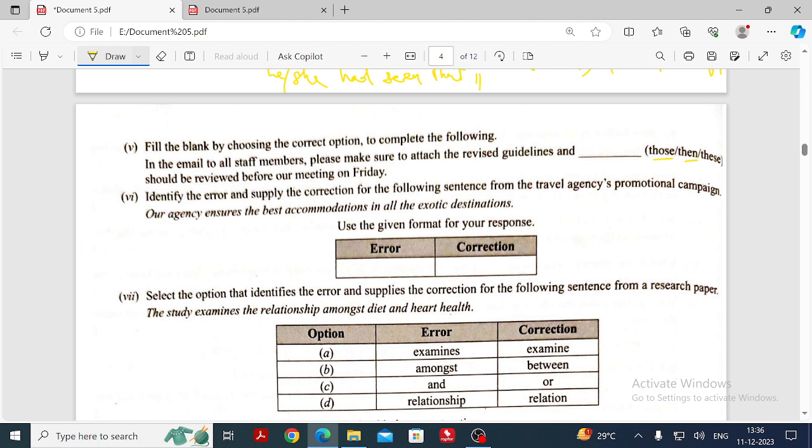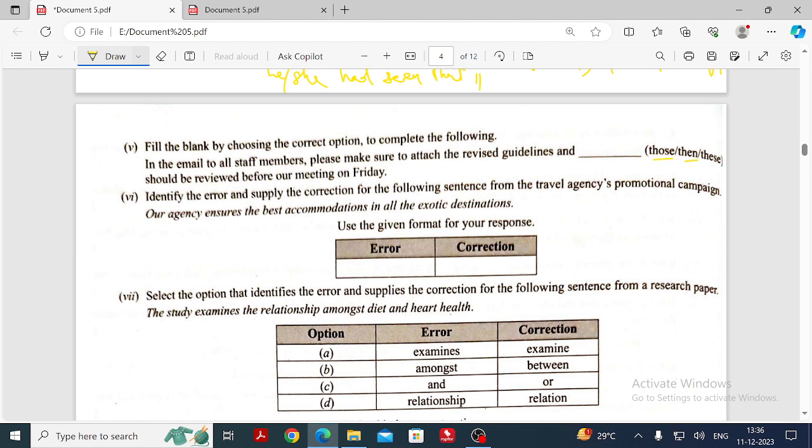What is it? Present form, this; past form, those. Direct to indirect, just remember it. Now means what will change? Then. Here, this, these. Okay.